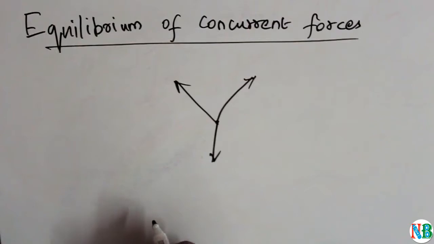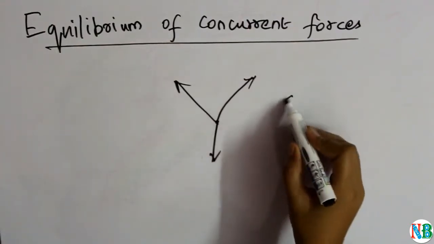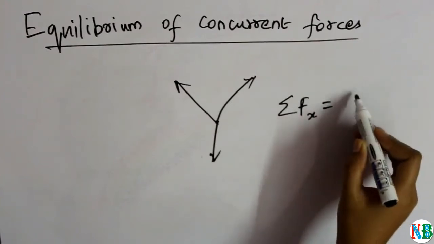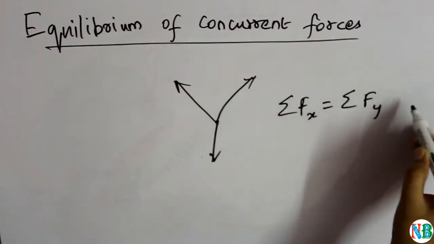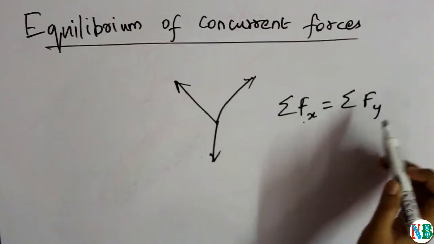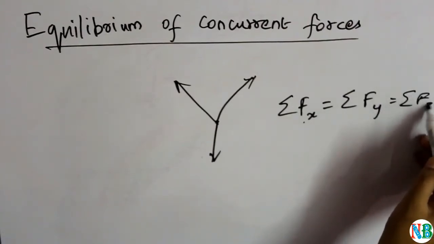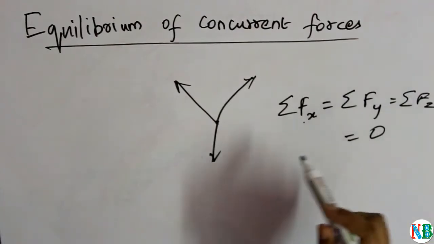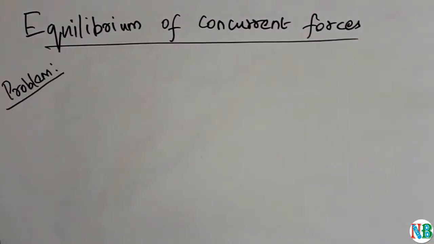And what is equilibrium? Equilibrium means the summation of force, that is, the force components, the x, y and z components, should be 0. This is the condition for equilibrium. Now we are going to see problems on forces acting on an equilibrium body or system.